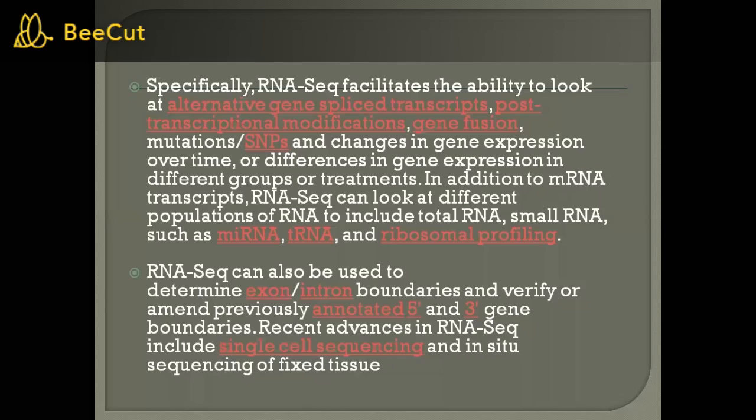So RNA-seq can be used to find out the boundaries of introns and exons, where a particular intron boundary is, or where the exon ends. This we can determine by using the RNA-seq technique. Then by using this technique, we can also verify previously annotated 5' and 3' gene boundaries. Whatever annotation was done previously regarding the 5' or 3' boundaries, we can also verify by using RNA-seq.